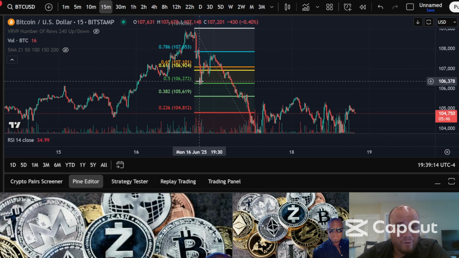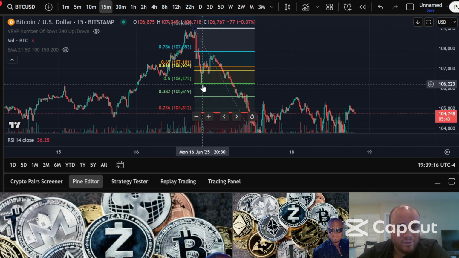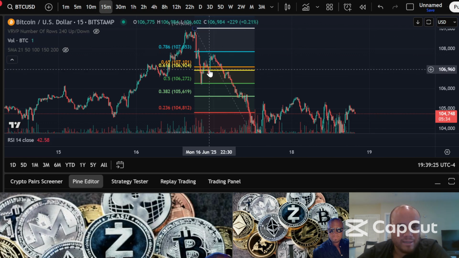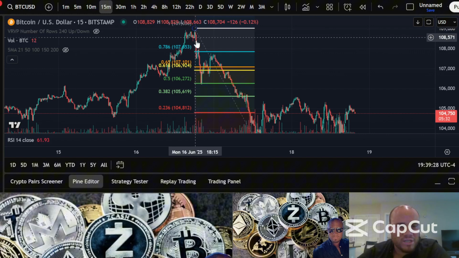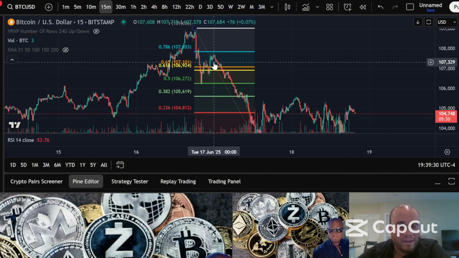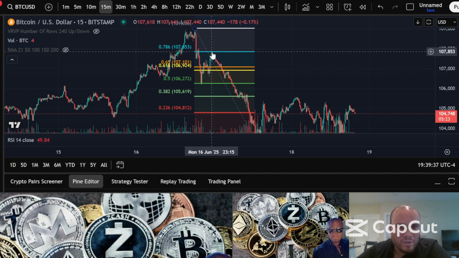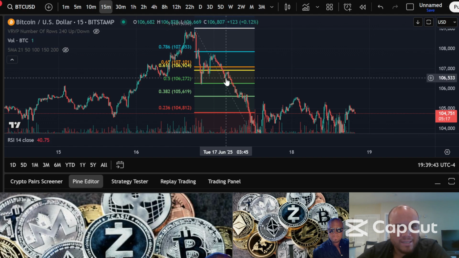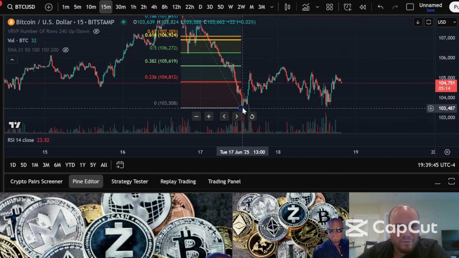We actually came down further, past the golden pocket to the 0.5 level here at 106,272 before we came right back into that golden pocket. And traders that were seeing this would have started selling their Bitcoin as we came into this golden pocket. We also got rejected off that 0.786 level here before we came right back into the golden pocket one more time, lost it, and then came down to further levels here.